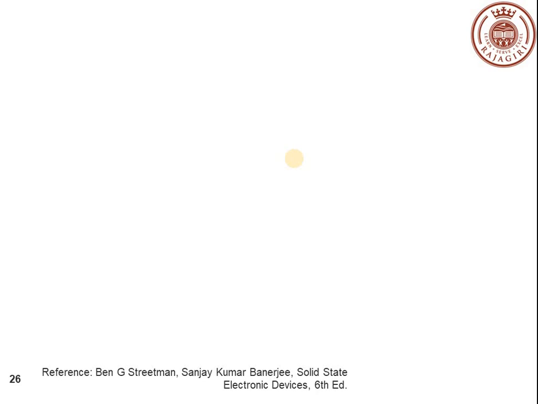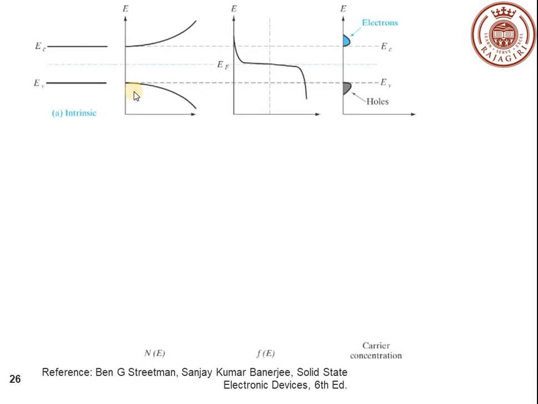Now we plot these concepts. So the first plot is the energy band diagram for intrinsic semiconductor. Then the plot of n of E against E. Then the plot of f of E against E. Then the multiplication of n of E into f of E against E.